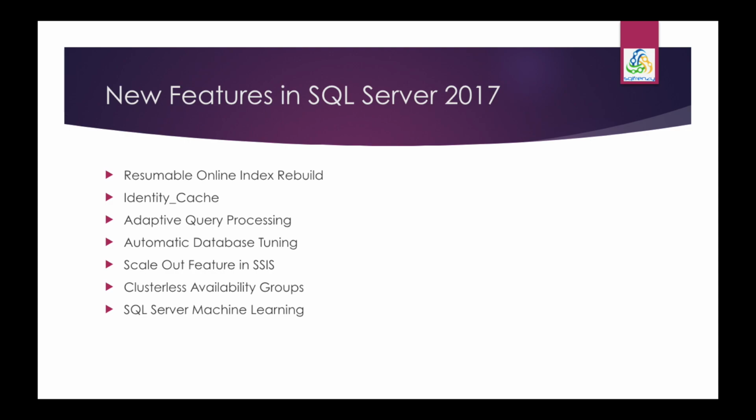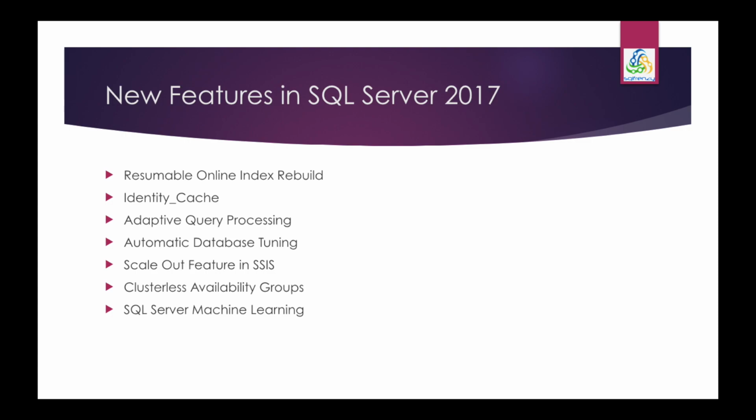Scale out feature in SSIS. Integration Services scale out provides high performance package execution by distributing executions to multiple machines. It means you can submit a request for multiple package executions in SQL Server Management Studio. These packages will be executed in parallel in a scale out mode.